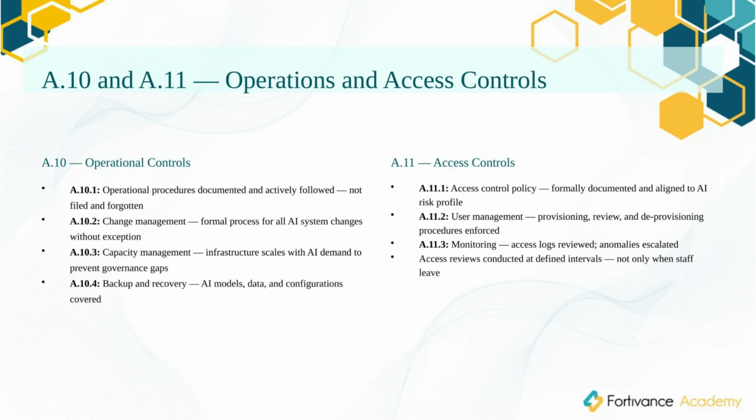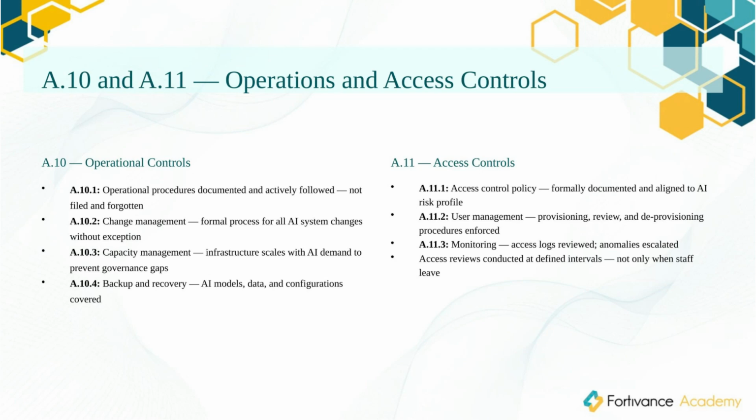A.10.2 covers change management, a formal process for all AI system changes. Evidence: your change management procedure and the completed change records. A.10.3 covers capacity management, ensuring AI infrastructure scales with demand without compromising governance. A.10.4 covers backup and recovery. AI models, training data, configurations, and audit logs are covered.